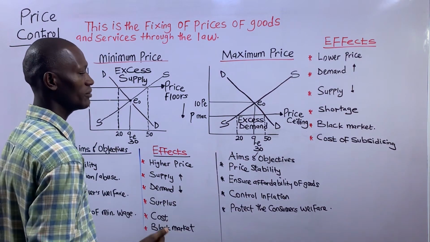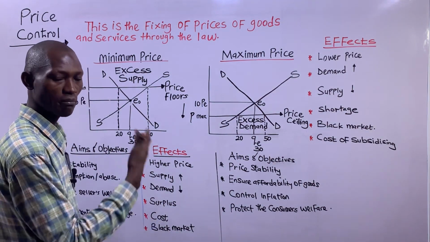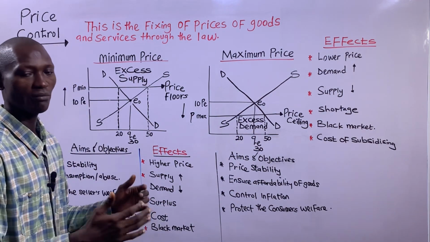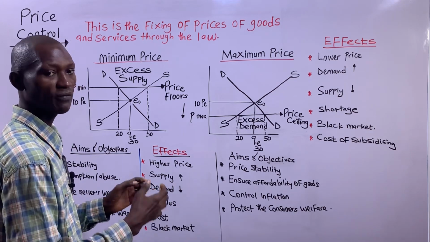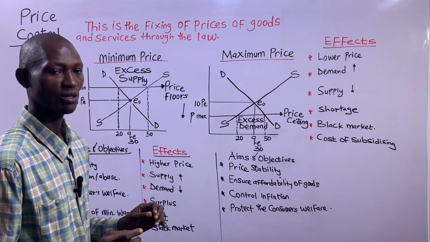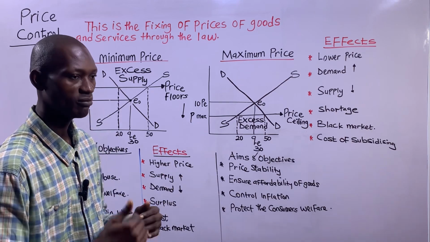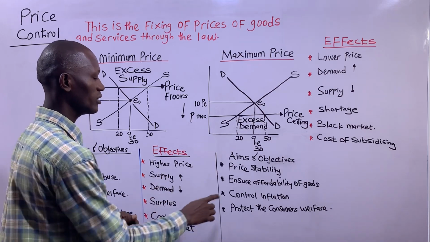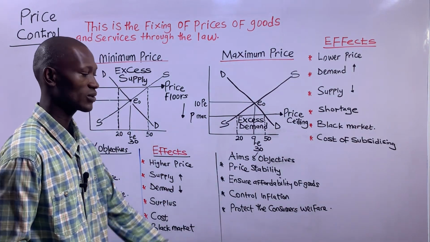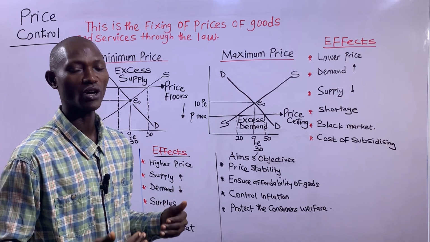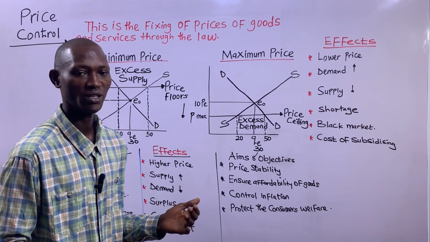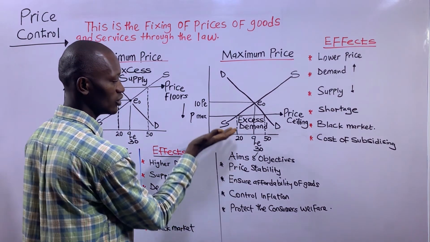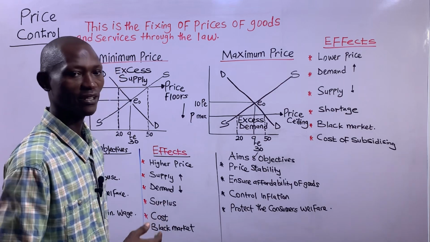So let's talk about the aims and objectives of maximum price legislation. Number one, price stability. So be it minimum or maximum, the number one objective of fixing the price either above or below the equilibrium is to ensure that prices are stable. They do not fluctuate. They do not rise and fall day in, day out, week in, week out. Then two, ensure affordability of goods. Let's say, for example, the government wants to ensure that people have access to basic items like groceries and rent, that's shelter. Then the government will fix maximum price legislation.